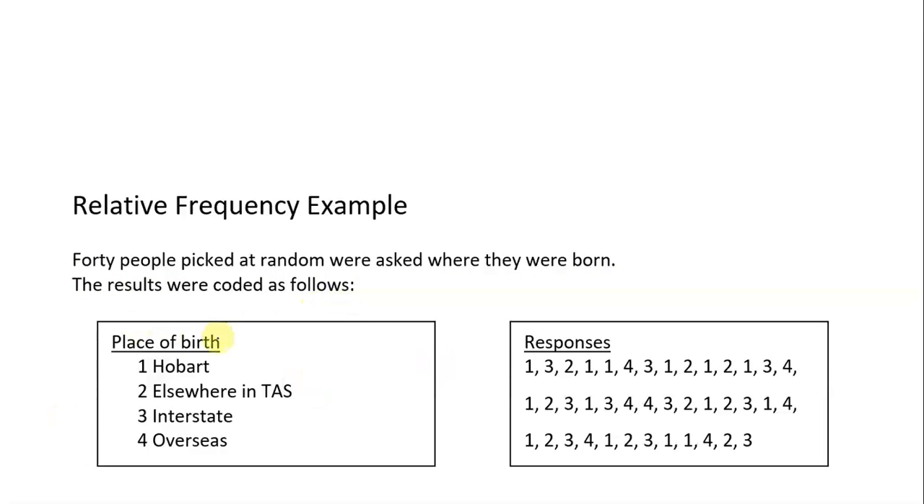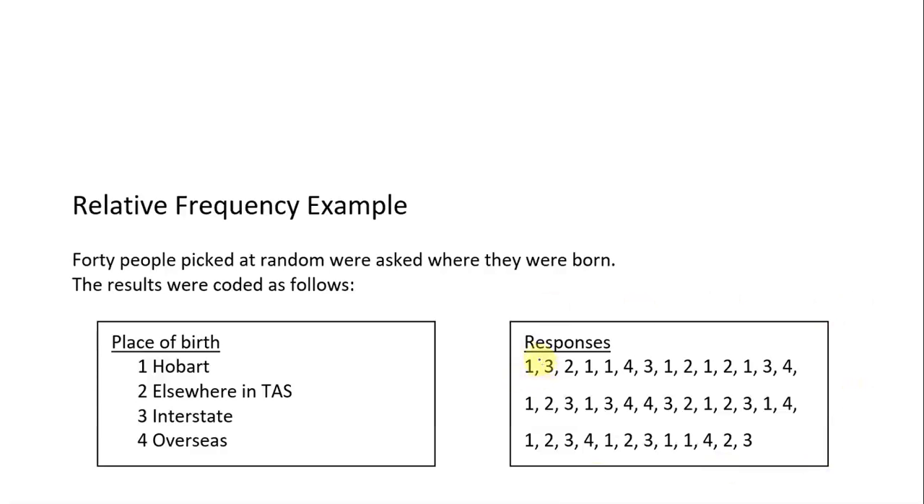The place of birth: people that were born in Hobart gave the answer 1. People that were born elsewhere in Tas gave the answer of number 2. People that gave an answer of number 3 were born interstate, and those who answered 4 were people that were born overseas. This table here contains the responses of people from the survey.